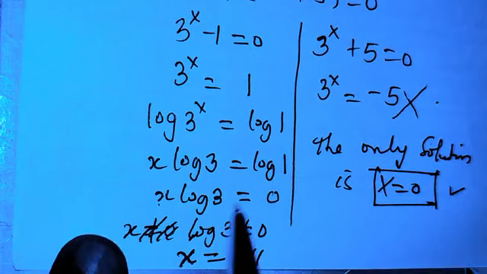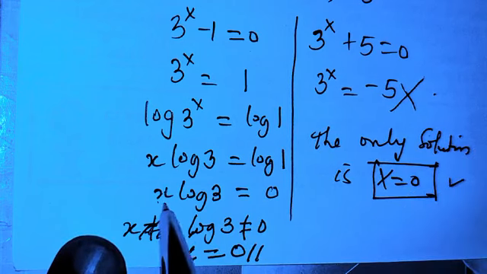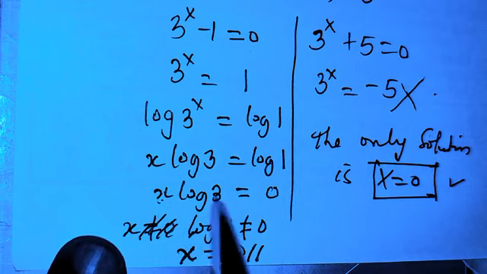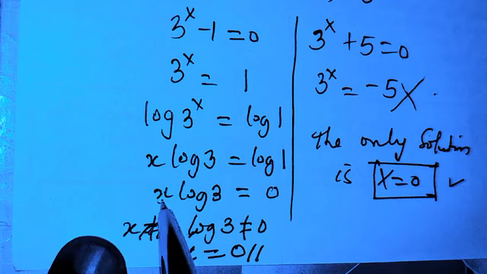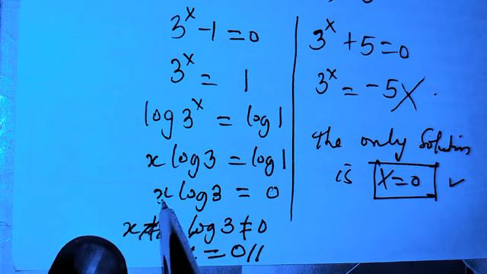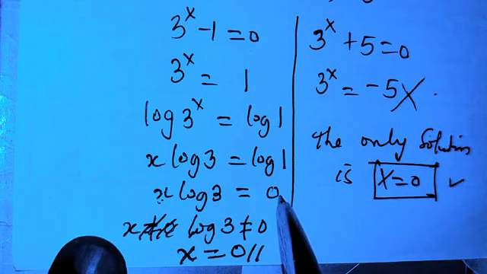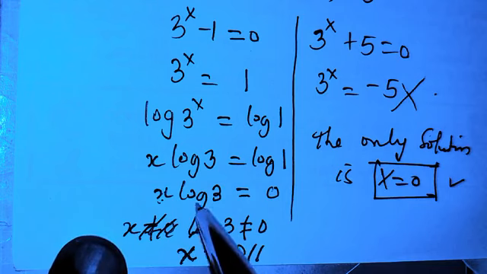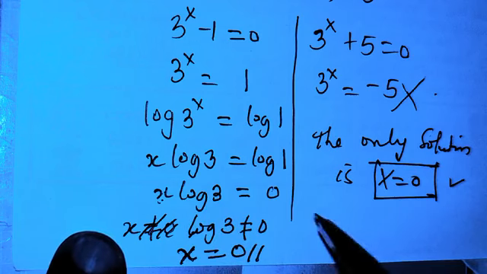Please go back to this place. When you have x log 3 equals 0, it is either one of the two to be 0, but out of these two, log 3 can never be 0. The only thing that can be 0 is x, because log 3 is a constant. So we have x to be 0. In some other cases, you can just divide through by log 3. You are going to have 0 over log 3, which gives us 0. We have x to be 0, and that is it.